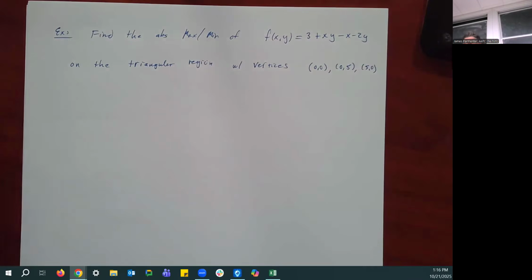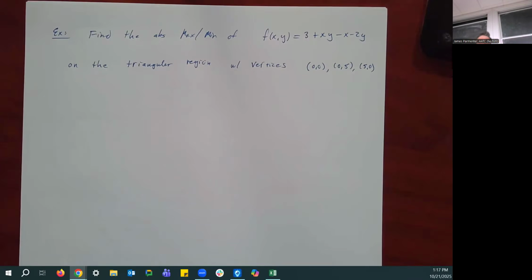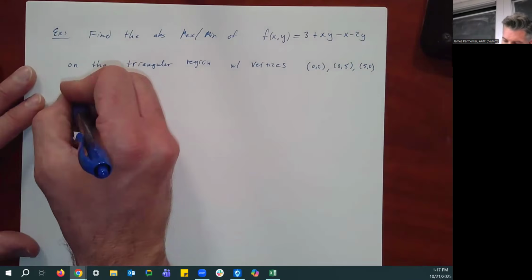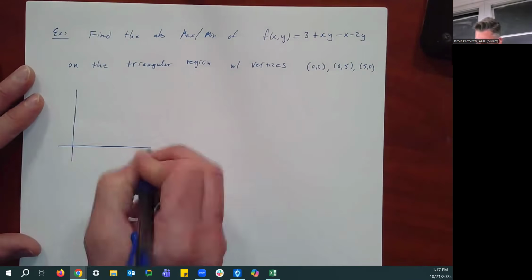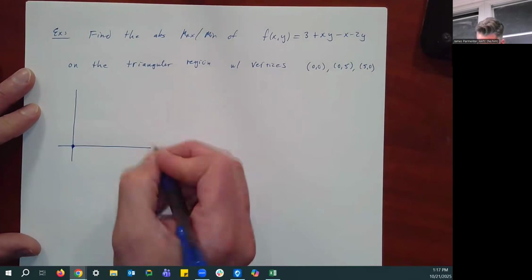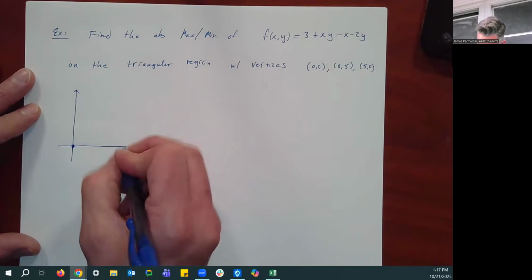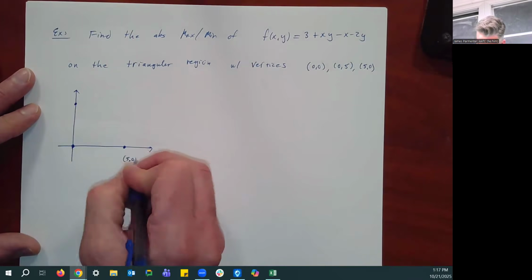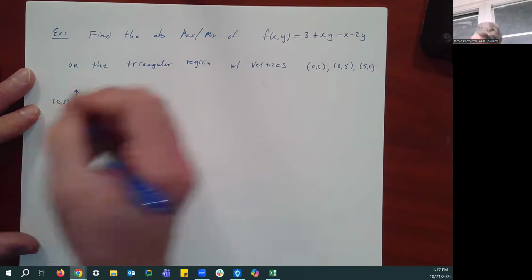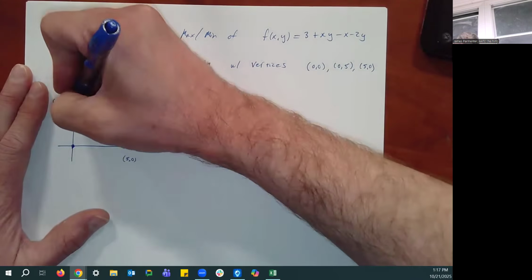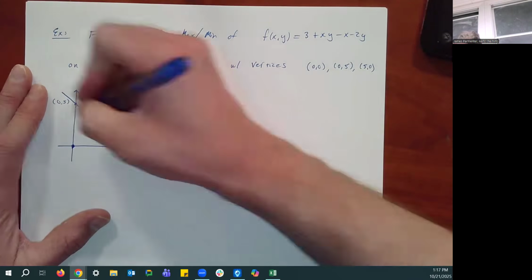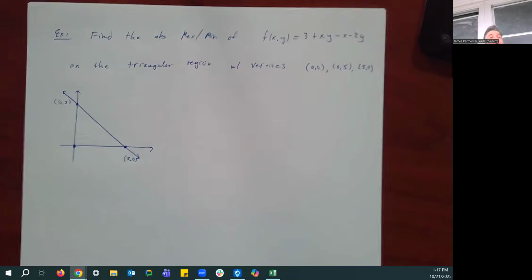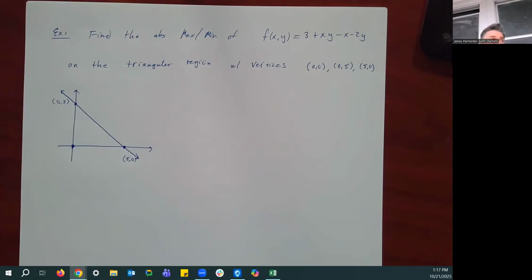And for these ones where your region is not some nice rectangular square, I really do think it is worthwhile to draw it. So let's quickly draw our region. So let's see, I've got the point 0, 0, cool. And I've got the point 5, 0, and 0, 5. And I'll point out we're going to need the equation of each of our boundaries. So let's find them right now.